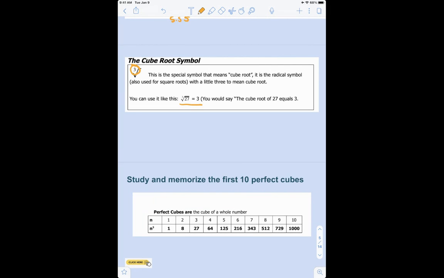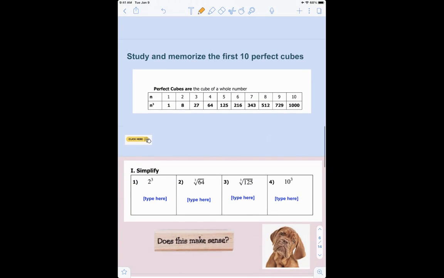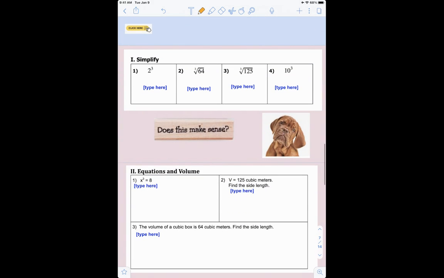So the state frameworks asks you to memorize the first 10 perfect cubes, and they are listed here for you to use as you're going through your homework. So we're going to go through the simplified problems. So what is 2 cubed? And I asked students to write it out. It means 2 times 2 times 2, which is 8.